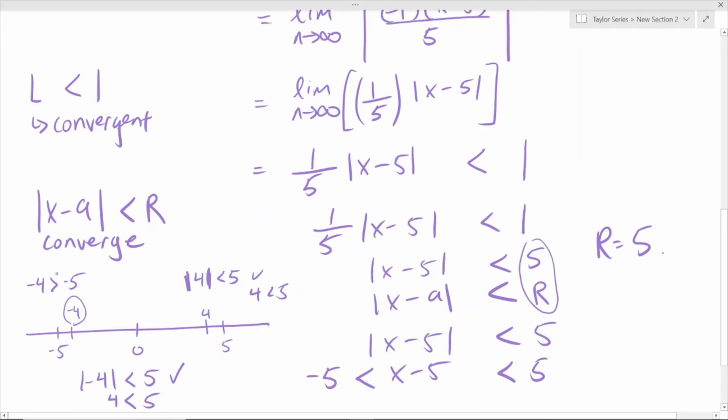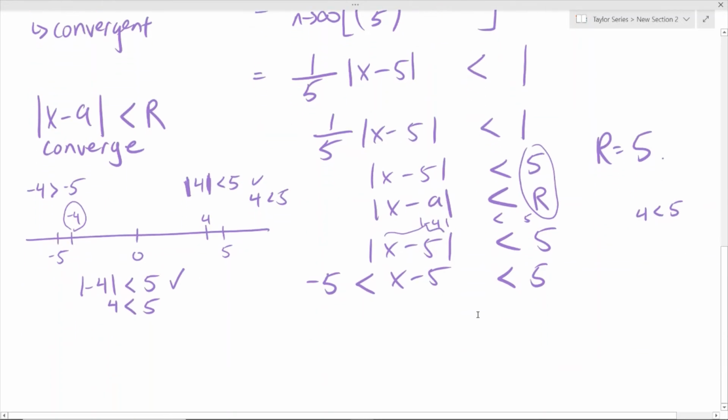With negative numbers, to visualize it this way, let's say x minus 5 was negative 4. The absolute value of this is going to be less than 5, and that is true because the absolute value of negative 4 is 4, and 4 is indeed less than 5. So that's just an example of why we would change it to this.